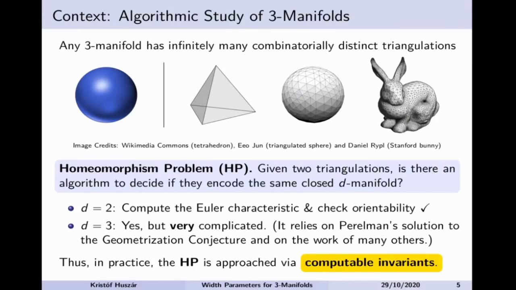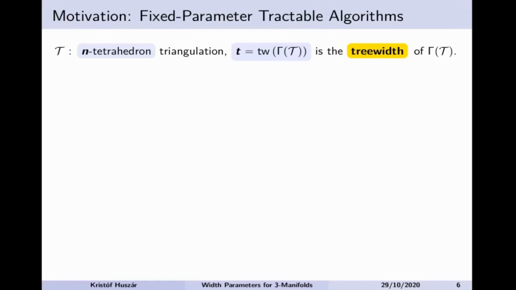And this brings us closer to the more direct motivation, which is algorithmic efficiency. The challenge is that many invariants which are useful for telling three-dimensional manifolds apart are quite difficult or expensive to compute. Often there are hardness results that they are NP-hard to compute. And that means that in general one cannot hope for polynomial time algorithms. However, it turns out that by taking into account structural properties of the input triangulation, one can take big advantage in the computations. So one such property is the treewidth of a triangulation, of the dual graph, in fact.